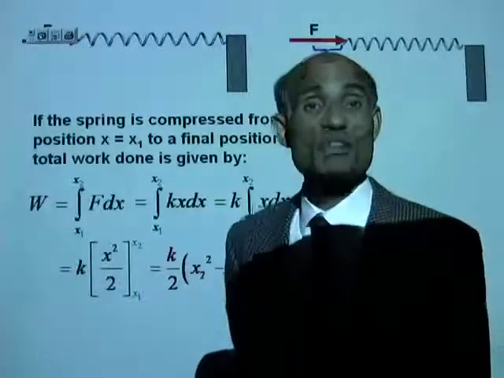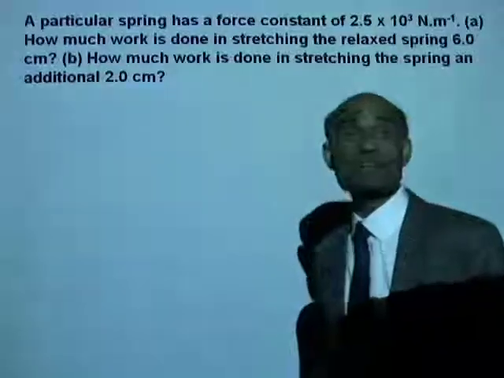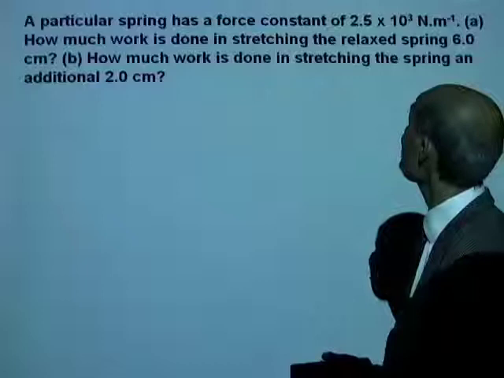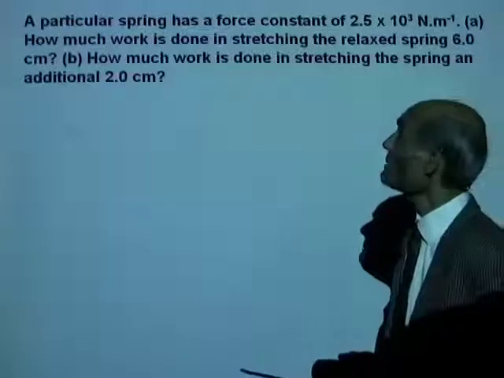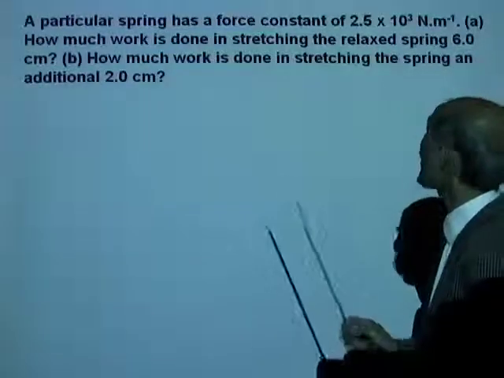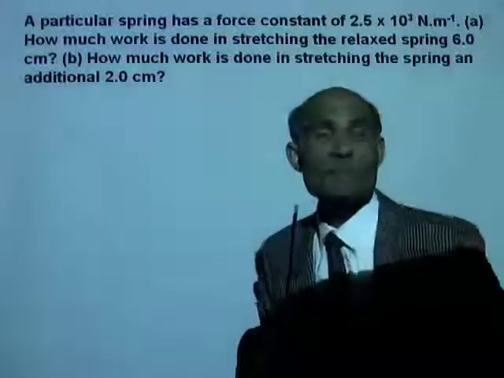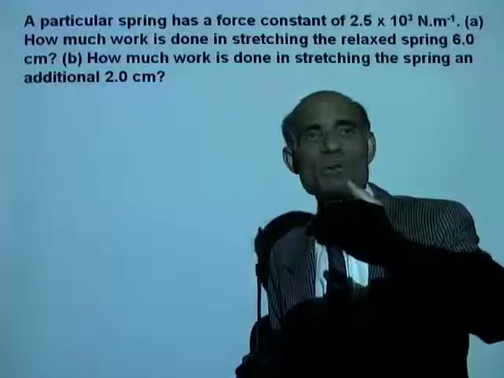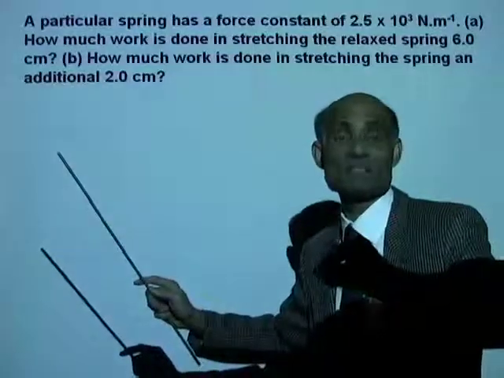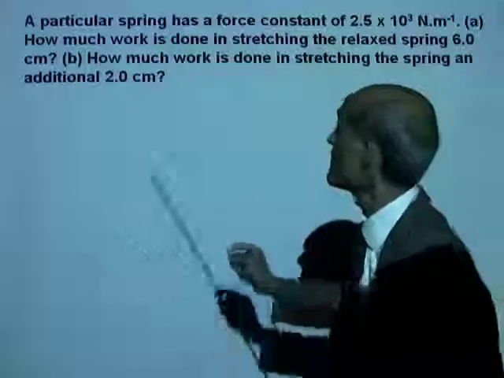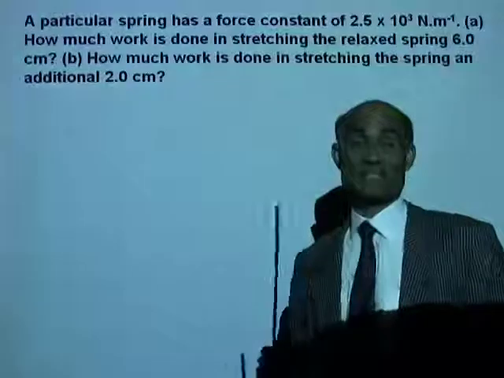We will now use these concepts to solve problems. Let's start with this problem. A particular spring has a force constant of 2.5 times 10 to the 3 Newton per meter. How much work is done in stretching the relaxed spring 6 centimeters? Well, the relaxed spring means your x1 equals 0. You have to stretch the spring by a distance x equal to 6 centimeters. Well, straightforward, is that right? And how much work is done in stretching the spring an additional 2 centimeters?